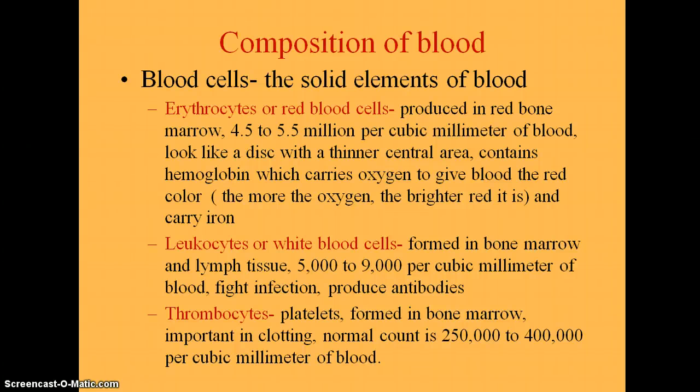Now the red blood cells look like discs, and they have a thinner central area, so it's like a donut without the hole. It's like rounded on the edges and flatter in the middle. If you look at the Transparency Master 63, it shows you what a picture of the erythrocytes look like.